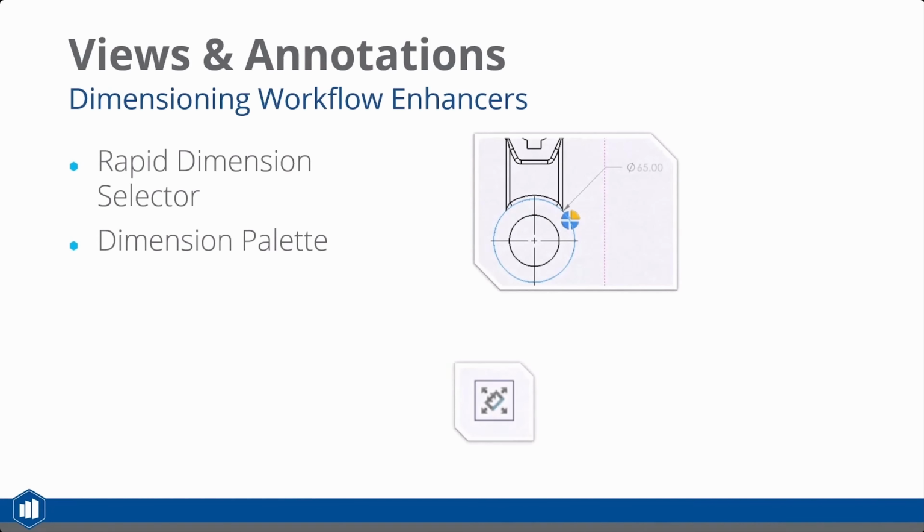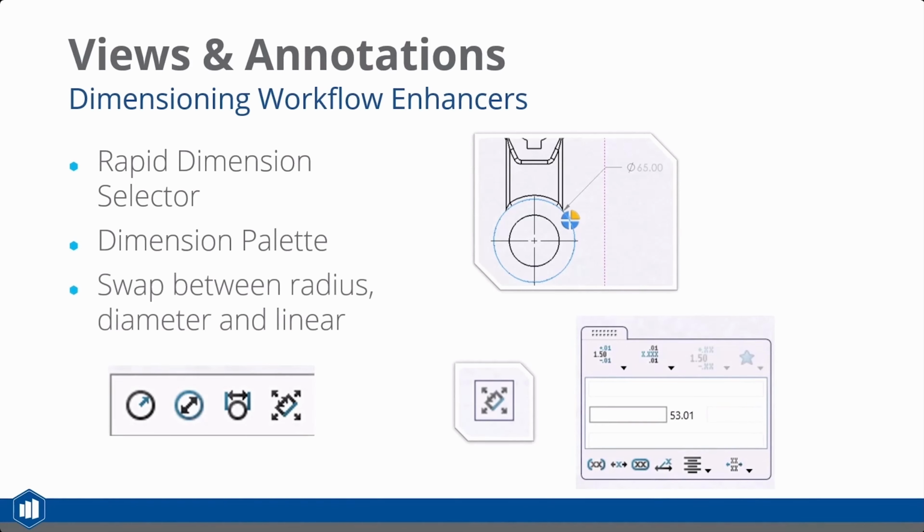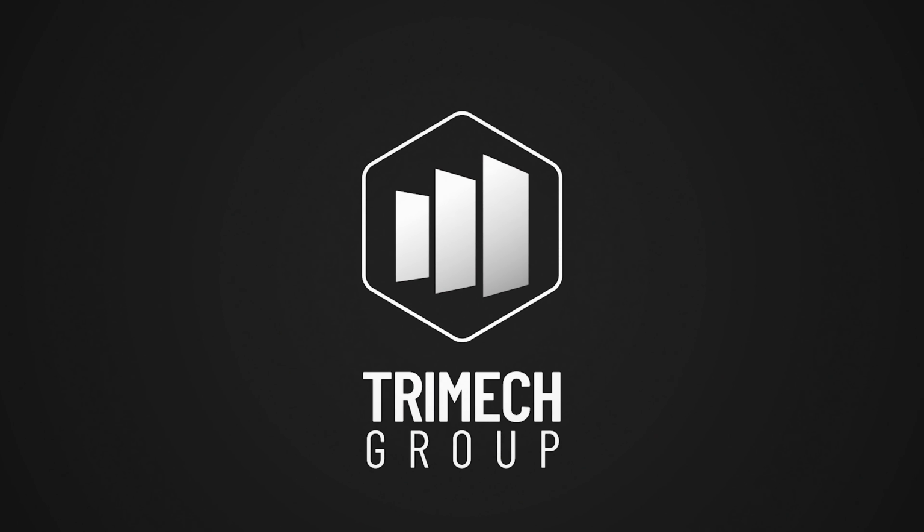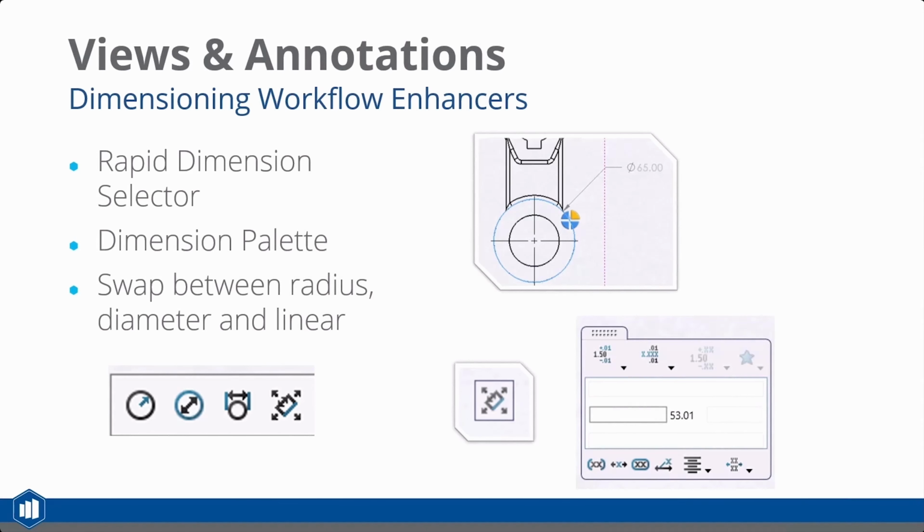Let's quickly talk about some ways that we can enhance our workflow when doing dimensioning. There's a Rapid Dimension Selector that can auto-space dimensions based on what you have set in your document properties. That creates an efficient way to place dimensions off the drawing view. There's also the Dimension Palette.